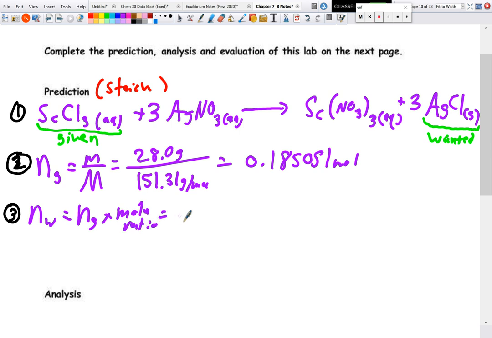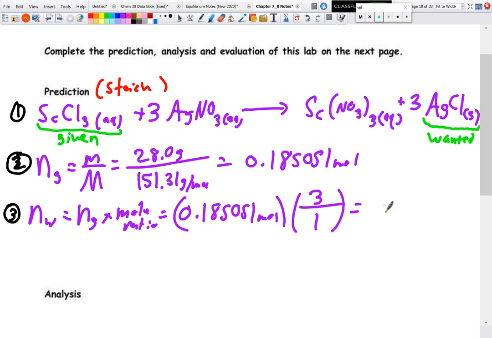And it's that equation right here. So we take our 0.185051 moles, and we multiply by the coefficient of our wanted, which is 3, over the coefficient of our given, 1. And we get 0.55515 moles.